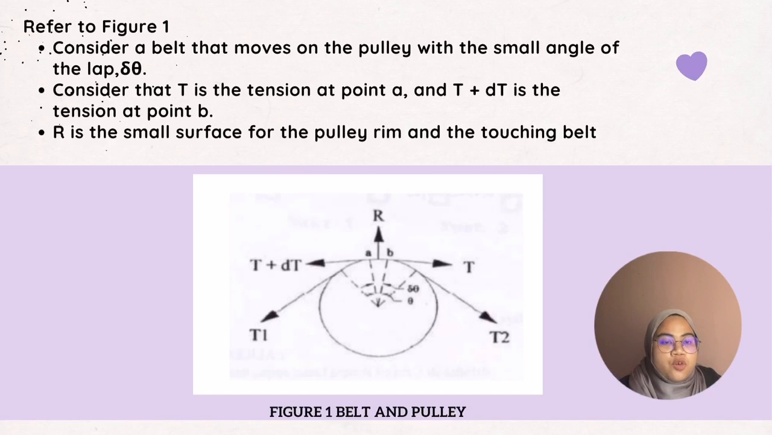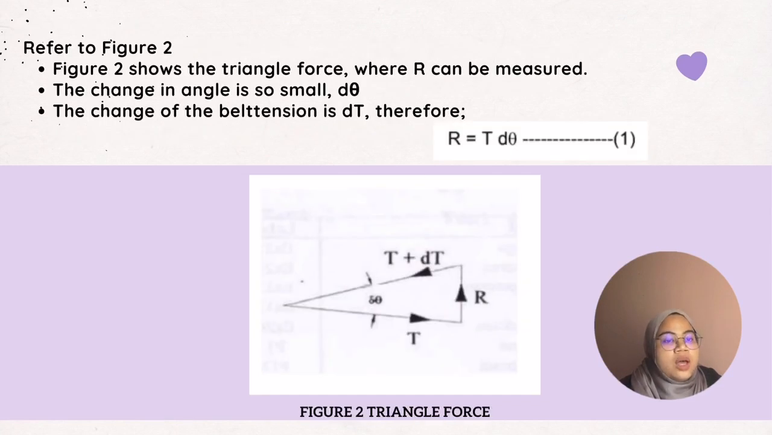Refer to figure 1. We consider a belt that moves on the pulley with a small angle of lap, where T is the tension at point A and T plus dT is the tension at point B, and R is the small surface contact between the pulley rim and the belt. Next, refer to figure 2. Figure 2 shows the triangle of forces where R can be measured, and the change in angle is so small that we call it d theta. The change of the belt tension is dT.